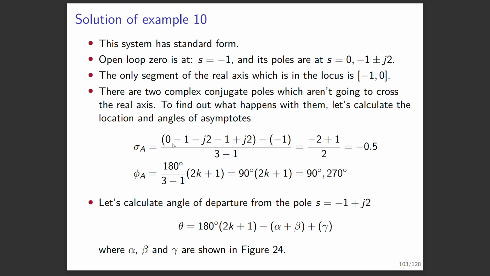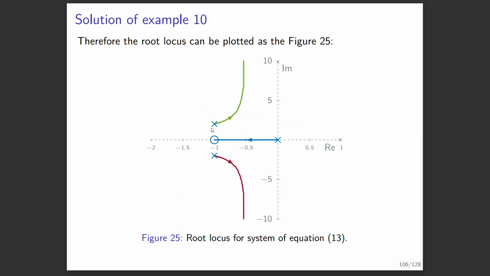It's just going to give you 0 or 180 degrees if you have one asymptote going to negative or positive 180 degrees. So now we find negative 0.5 for the location and 90 degrees and 270 degrees for the angle of asymptotes. If we calculate the angle of departure from the pole at -1 plus j2, I want to find this angle because now I know that the asymptote is at -0.5 and the angle of it is 90 degrees and 270 degrees.